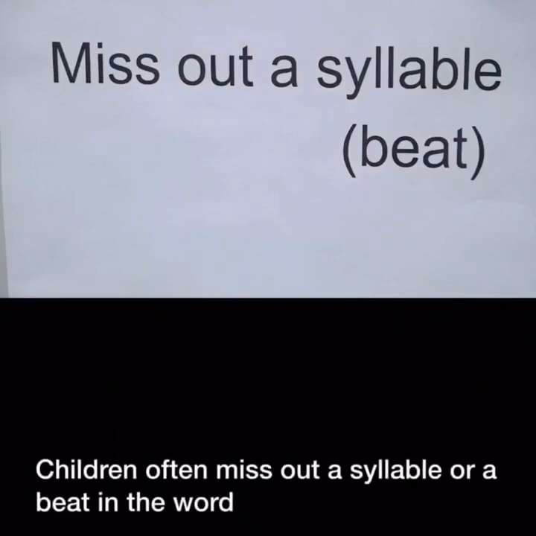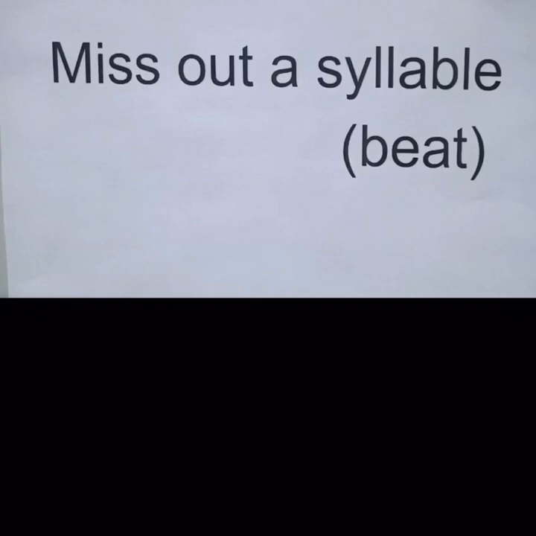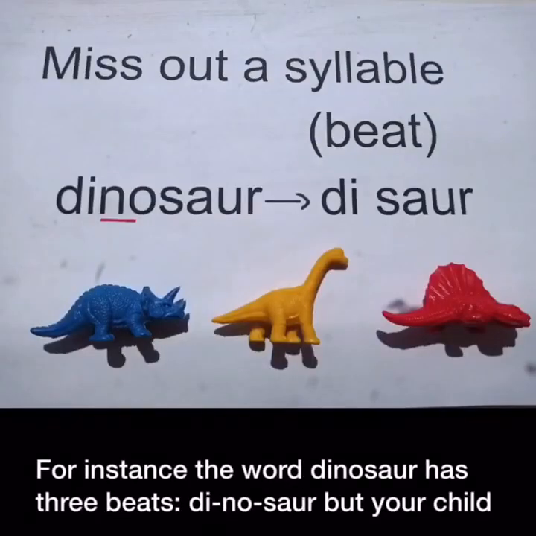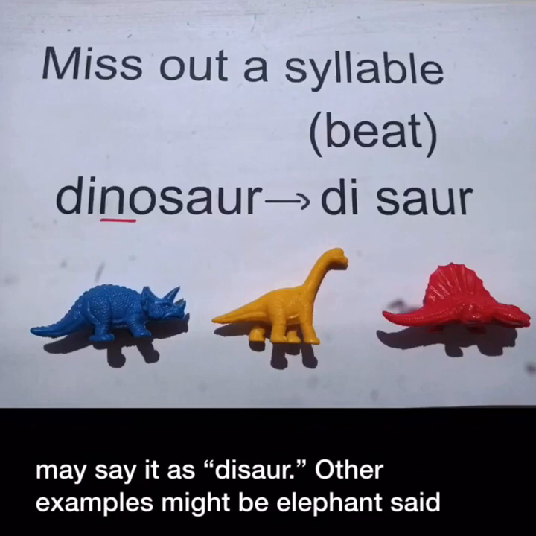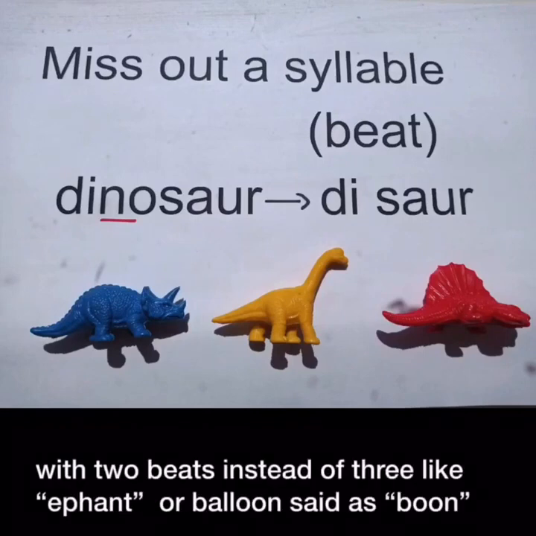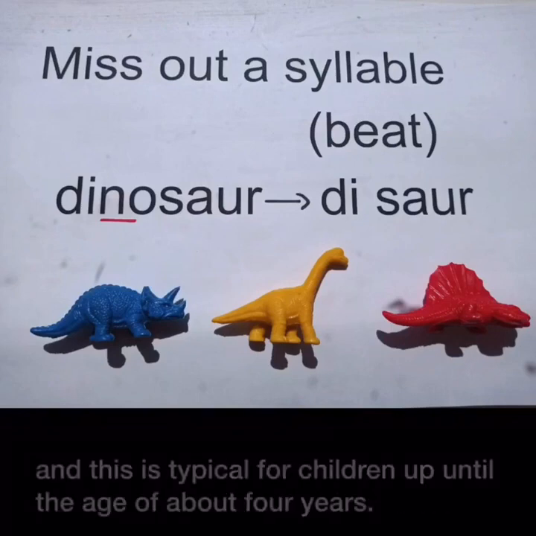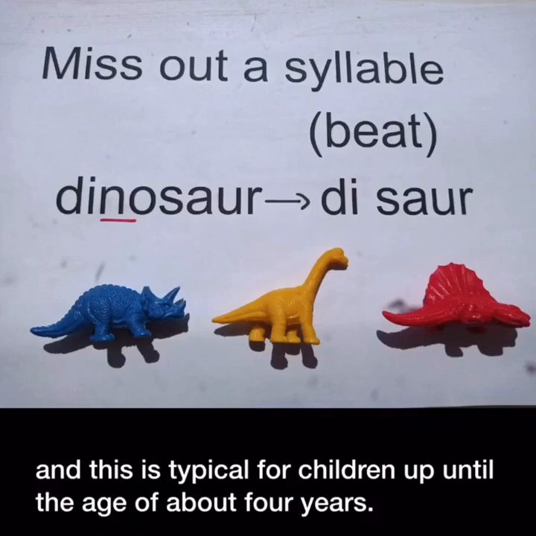Children often miss out a syllable or a beat in the word. For instance, the word dinosaur has 3 beats, di, na, saw, but your child may say it as die-saw. Other examples might be elephant said with 2 beats instead of 3, like effant, or balloon said as boon, and this is typical for children up until the age of about 4 years.